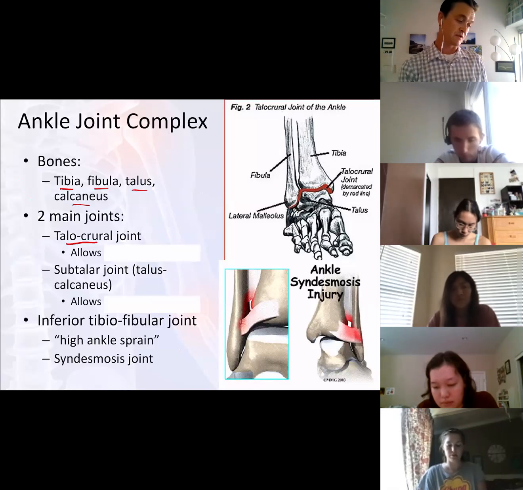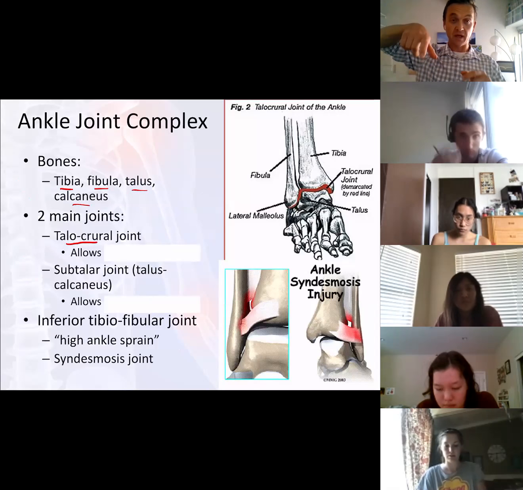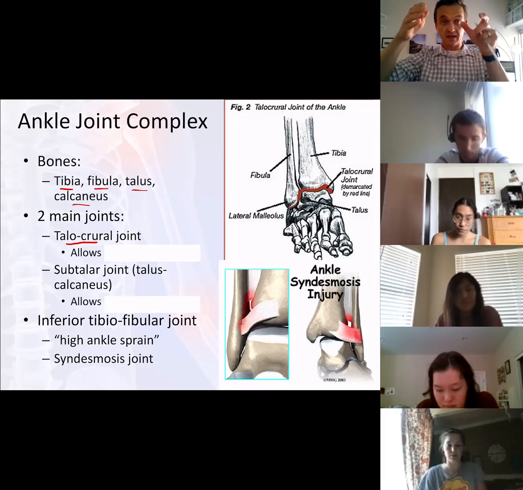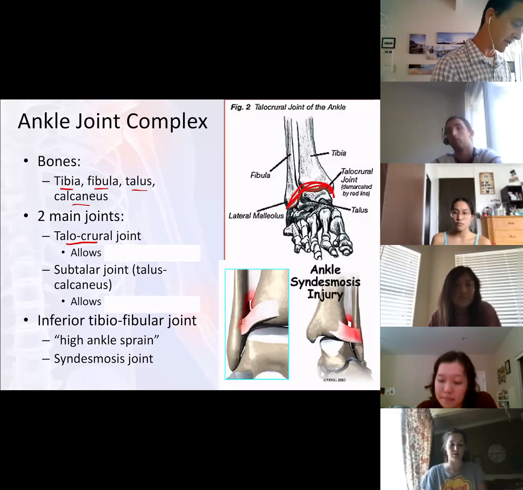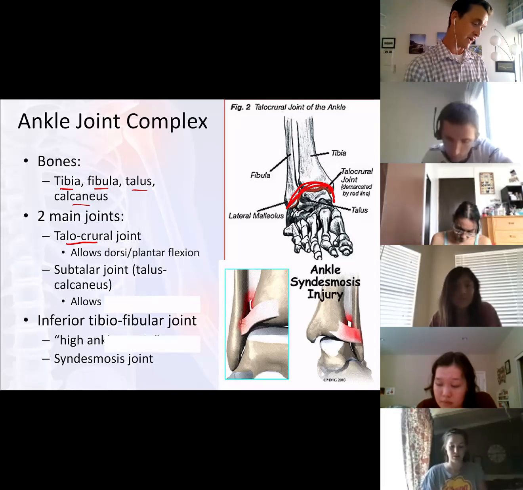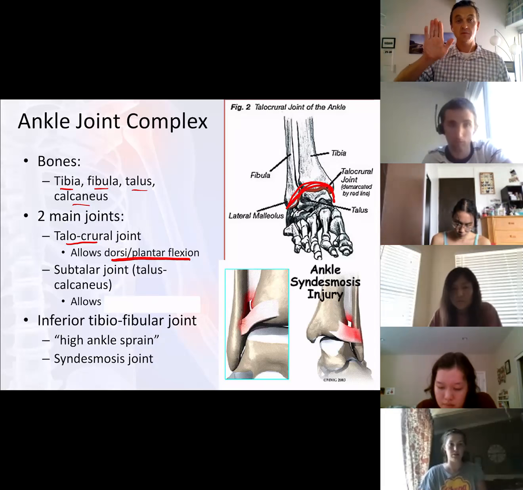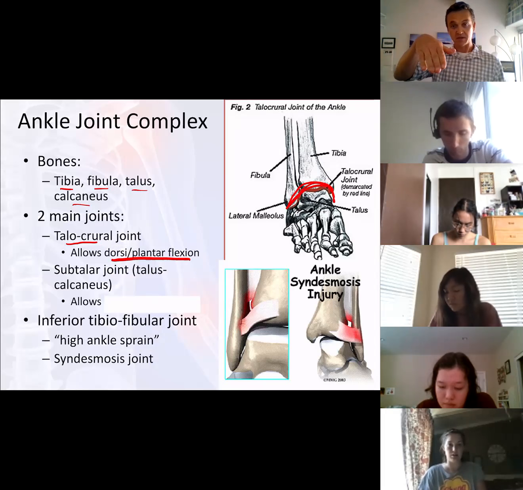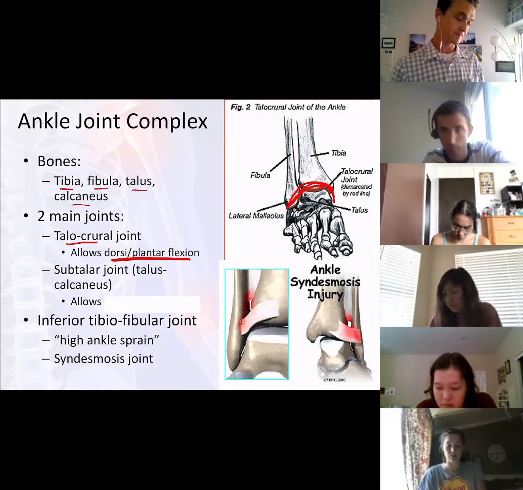The talocrural joint. Remember we talked about in lab, that crus is what's created by the fibula and the tibia coming down. This is the crus right here, right? It creates this little cradle-like thing to receive the talus. That's what allows for dorsiflexion and plantar flexion. So that's pushing down on the gas pedal, that's plantar flexion. Pulling your toes up towards your shin, that's dorsiflexion. That's a sagittal plane movement.